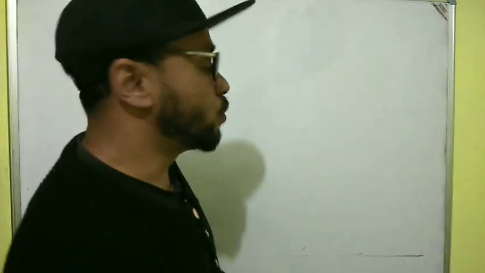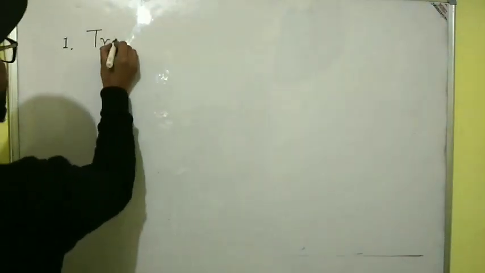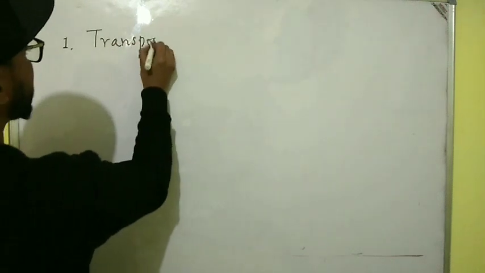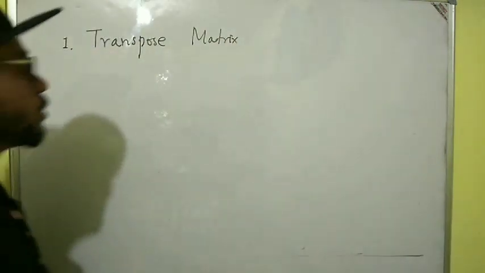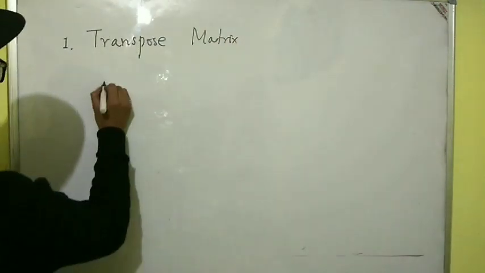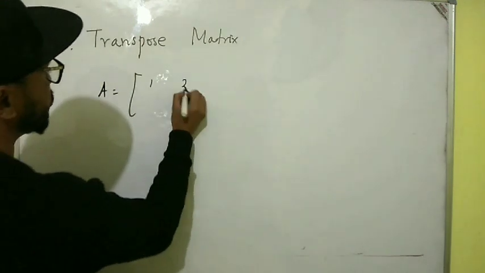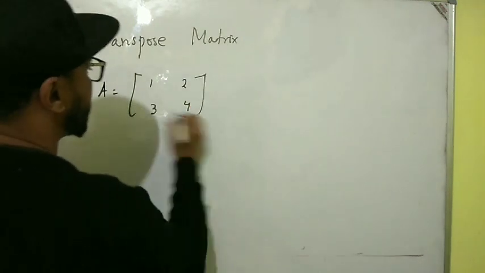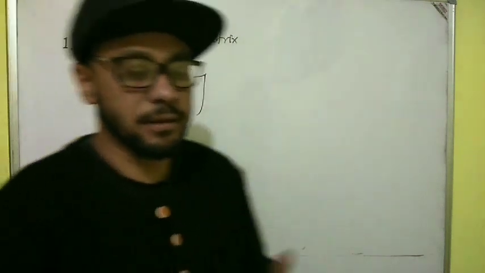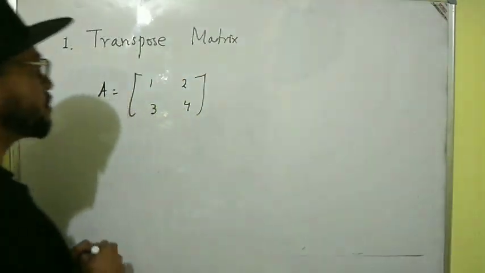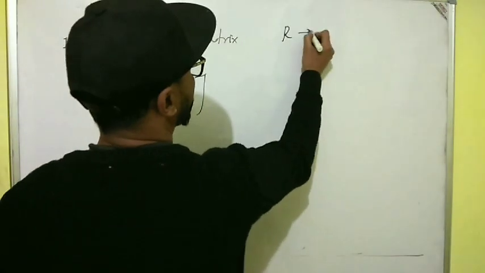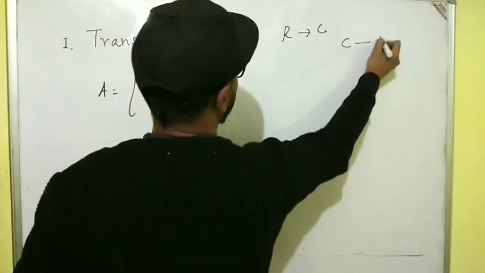Now we'll discuss the 2 important properties of matrices, which are there in your syllabus. Alright, so the first one is the transpose matrix. Now let me explain with an example. So let us take matrix A as 1, 2, 3 and 4. Now the transpose, the name itself says that transpose means change. Now what happens here is row will change to column and column will change to row.